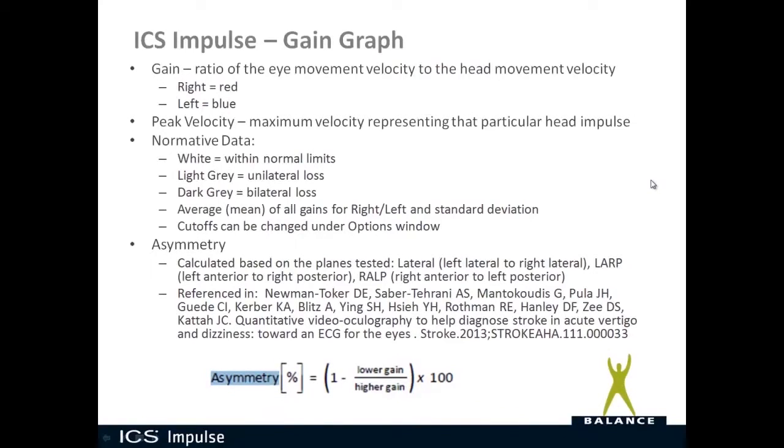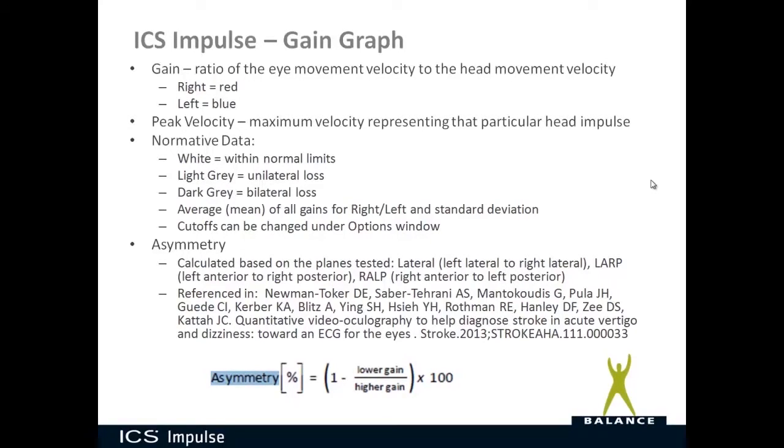So in the gain graph, the dots that are on the rightward head impulses are red, leftward head impulses are blue. The big X is your mean. The peak velocity at the bottom is the maximum velocity for that particular head impulse. And as I said before, on the normative data, white is within normal limits, light gray is unilateral loss, dark gray is bilateral loss. You have the average for all gains for the right and the left and the standard deviation. And just so you know, these cutoffs can be changed in the options window. So if you decide to collect your own normative data and want to change those cutoffs, you can do that.